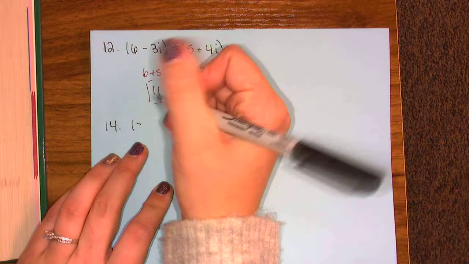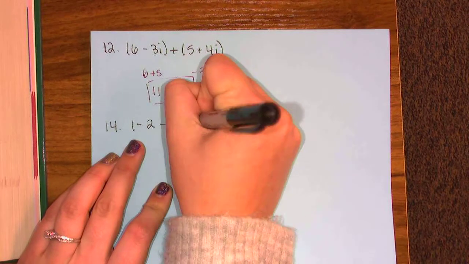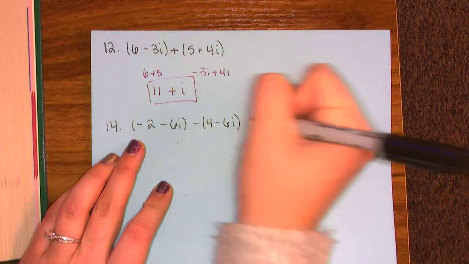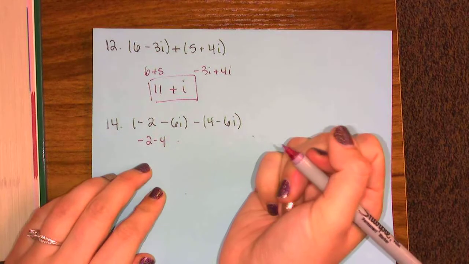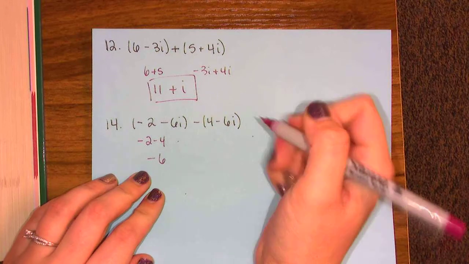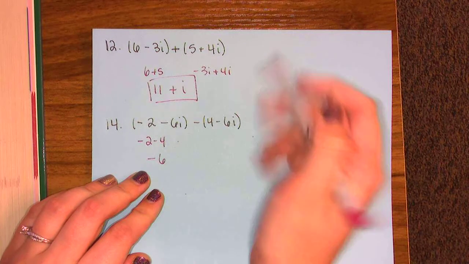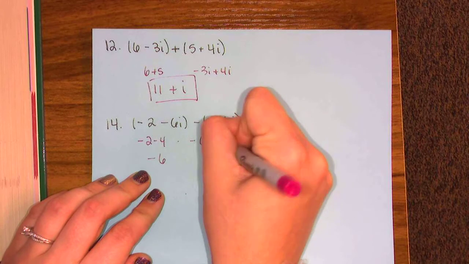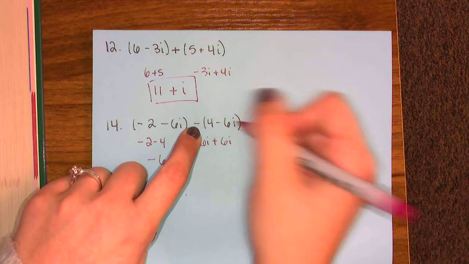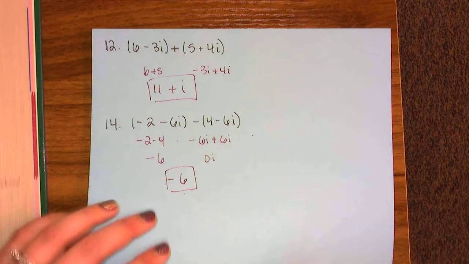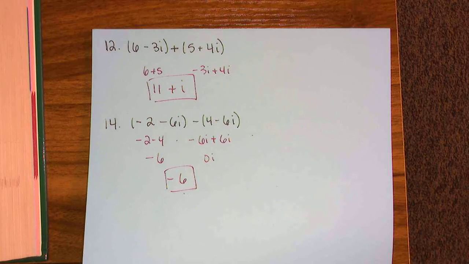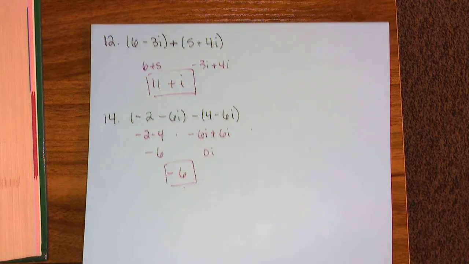Alright, 14. Negative 2 minus 6i minus 4 minus 6i. Negative 2 minus 4 is negative 6. Then negative 6i plus 6i, because you have a negative and a negative here. So that's 0i. The answer is just negative 6. If it comes out to be 0i, you don't have to write that. It just happened to be that.